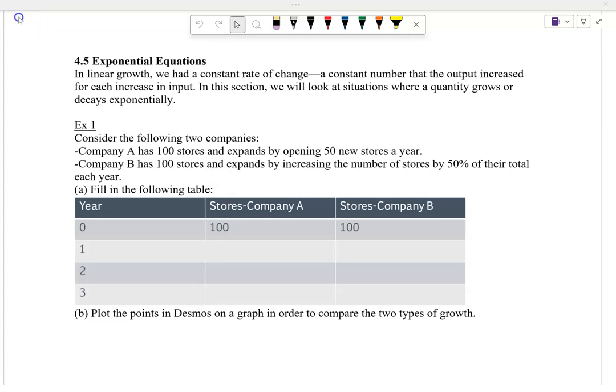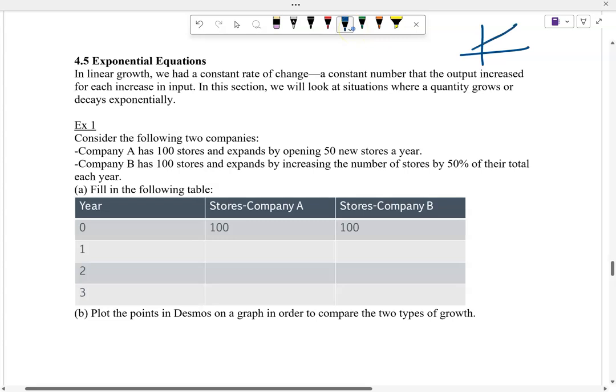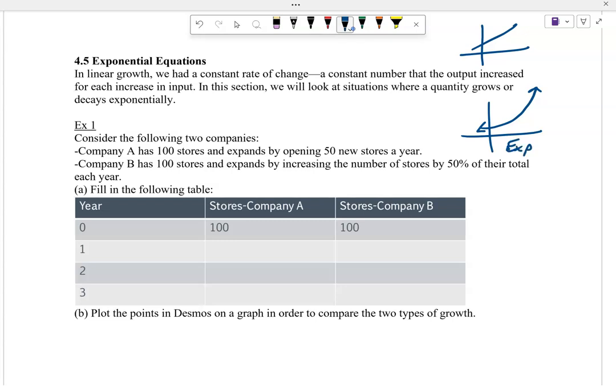We're going to take a look today at our exponential equation. So we've looked at when we've had a constant rate of change, like with lines, right? That's an increasing line, and it's got a constant rate of change. And now we're going to look at stuff that grows exponentially. So it's got some curvature to it. So this is an exponential growth curve. This would be like an exponential decay curve.